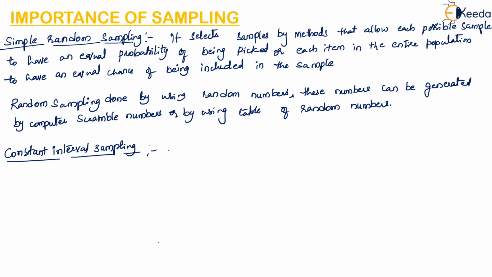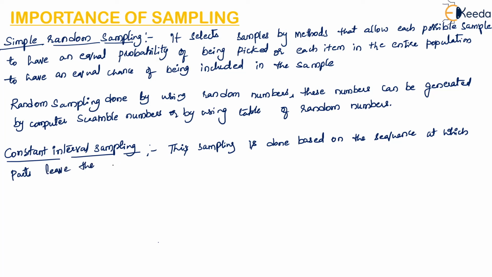The next type of sampling which we are going to discuss is constant interval sampling. This sampling is done based on the sequence at which parts leave the production process. The sequence may be every third part or maybe even every 10th part. So the sampling plan is done based on the experience of a statistical control professional.